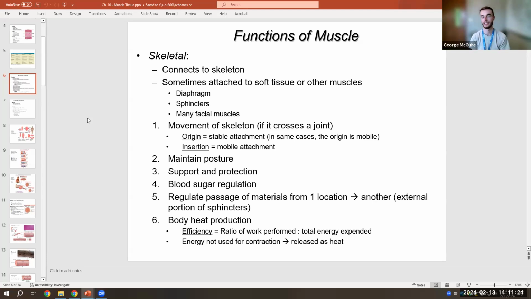So beyond movement and posture, they provide support and protection. They play a role in our blood sugar regulation. We basically only store sugar as glycogen in either our liver or our skeletal muscle. And so if we have high blood sugar and we want to remove that glucose from our blood, our skeletal muscles and our liver are going to be stimulated to absorb glucose from the blood and convert it into glycogen.